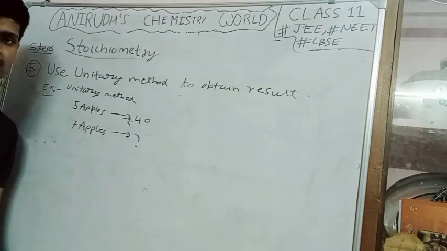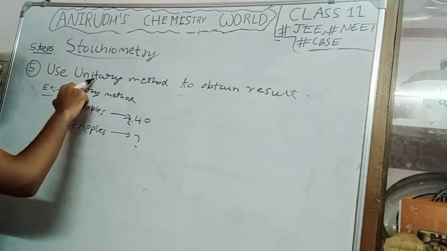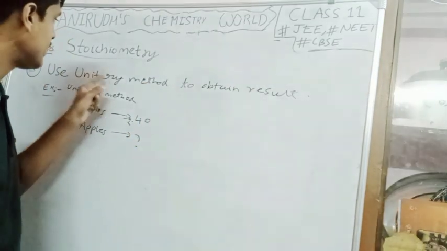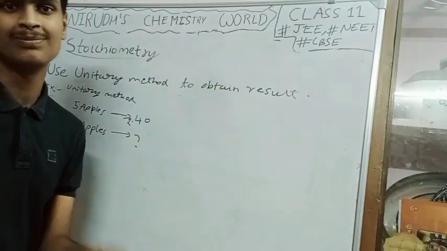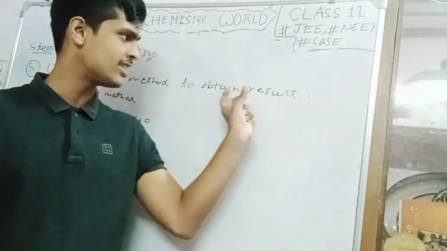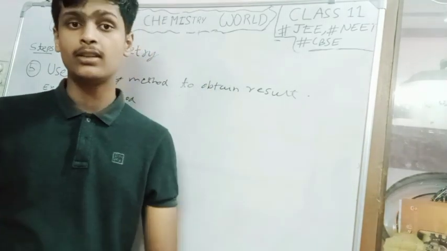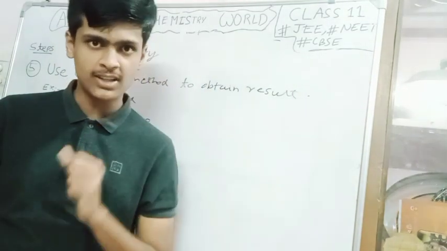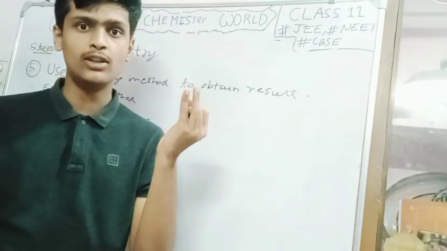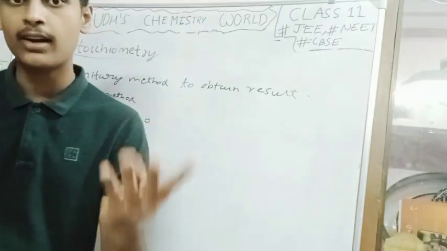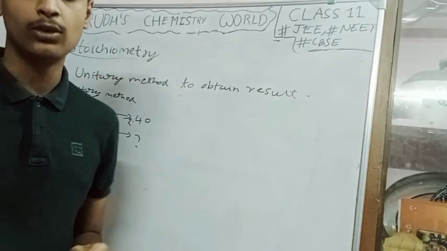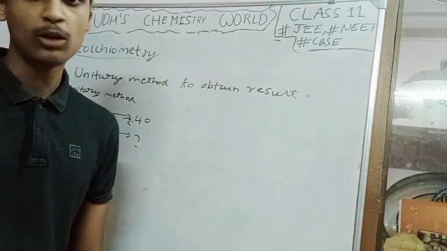Now we are going to discuss the fifth point, that is, use the unitary method to obtain the result. What does it mean? It means you need to use the unitary method to get the result. What is the result here? The result is nothing but the amount of substance, that is, either the number of moles on given volume or mass or number of particles. You can obtain those for the given element or molecule.